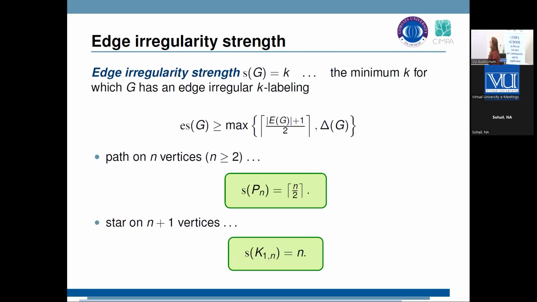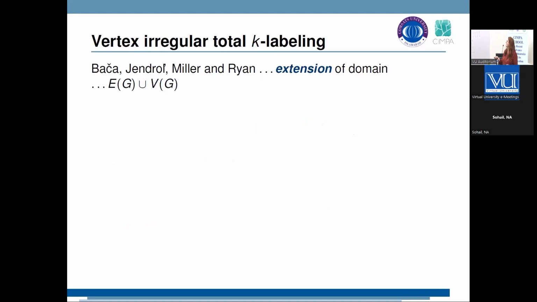So we have a star on n plus 1 vertices. We have a vertex with degree n, and trivially the irregularity strength of this graph must be n. So please, I will send you the slides, but I will not change the typos. Please send me a quick email and I will update it. Okay, so this is the result.